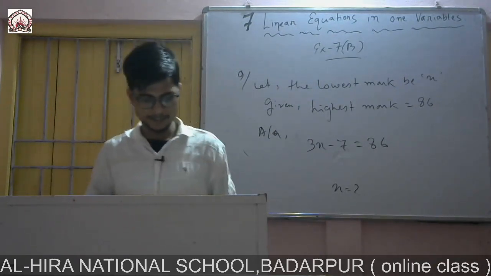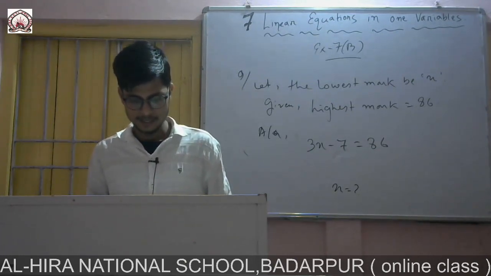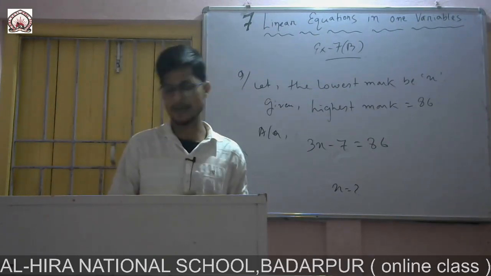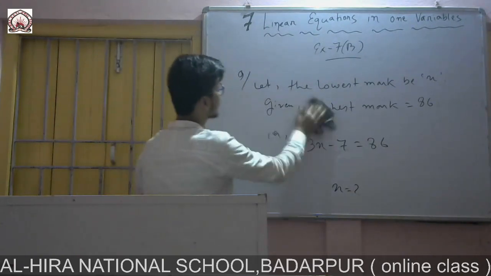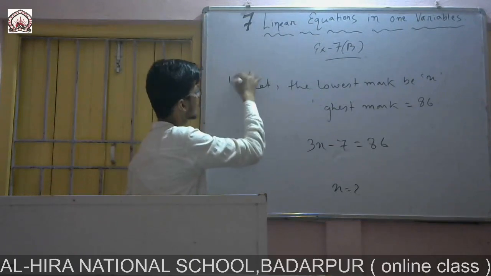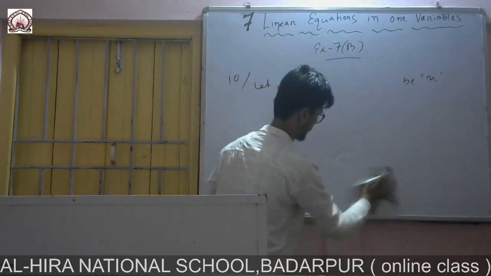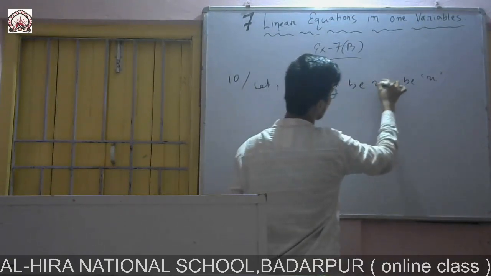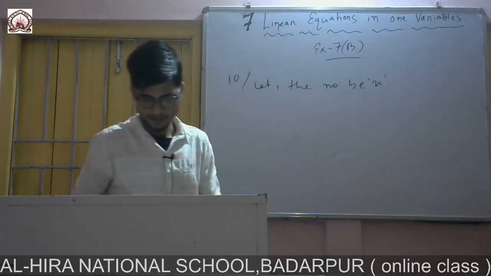Benny thinks of a number, subtracts 18 from it and divides the difference by 3, the result is -4. What is the number? So you let the number be x. Question number 10. Let the number be x.